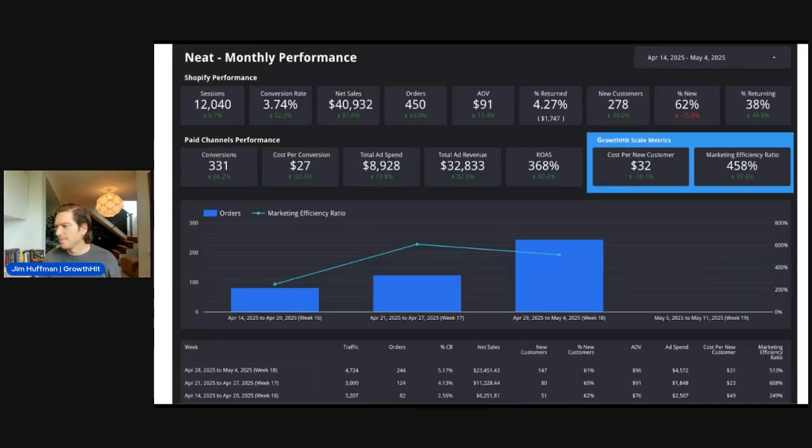All right, and then here's a bigger look at that dashboard, if that's helpful. And this is something we make for our existing clients or any new clients, just to help them understand their metrics, but really know those scale metrics so you know how to actually run the business.